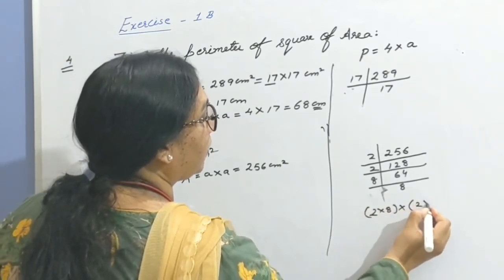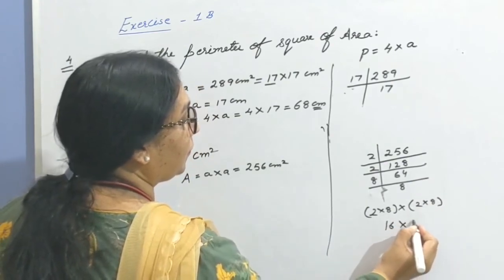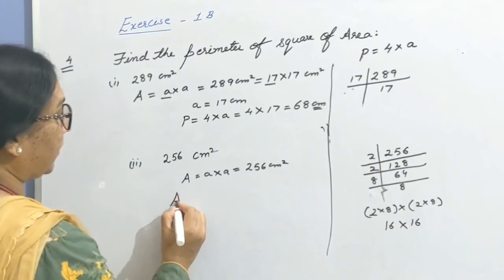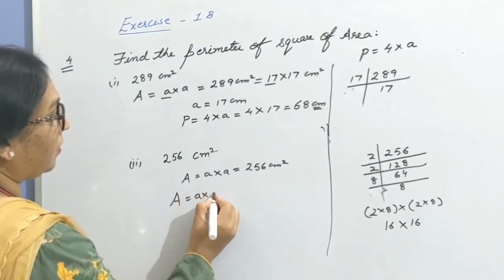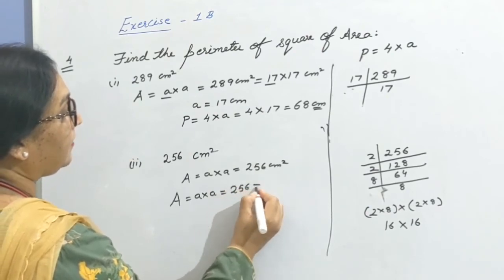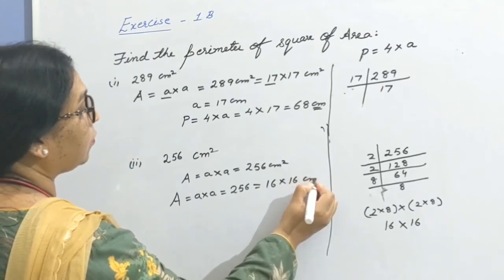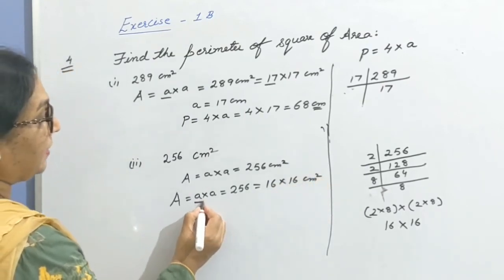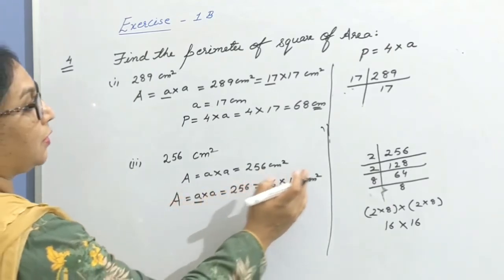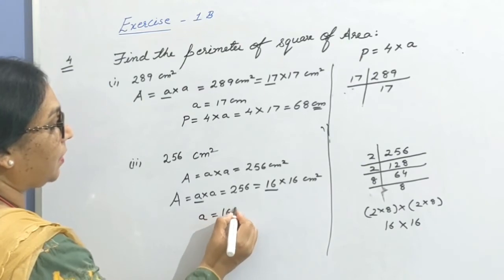into 2 into 8. It means 16 into 16. Hence, we can write the area, that is A into A. Here it is 256 as the product of 16 into 16 centimeter square. When you compare, each side is 16 centimeter. A into A means 16 into 16. So each side of the square is 16 centimeter.